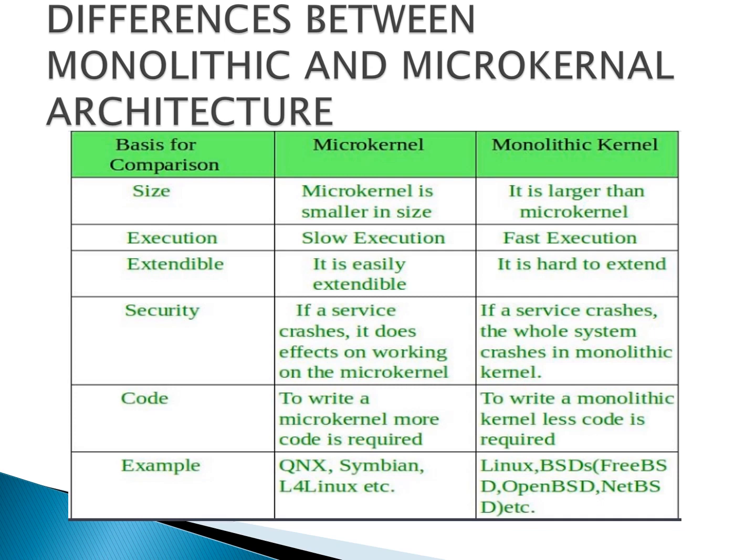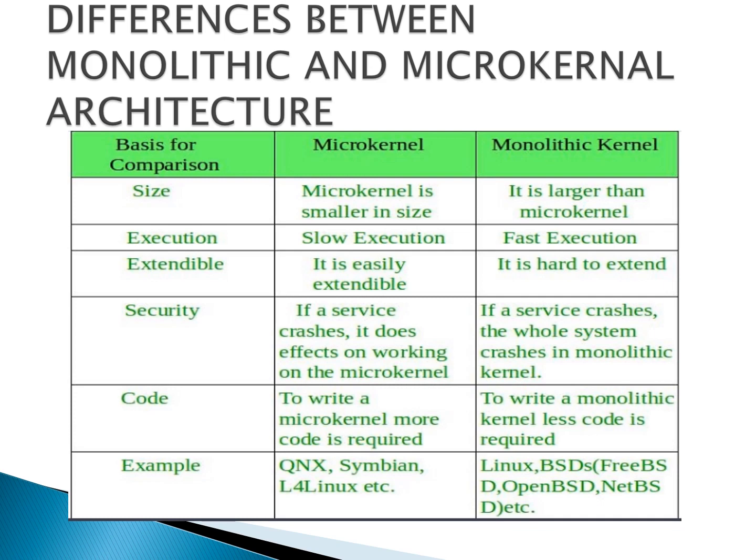When you have to add information to the monolithic kernel, it requires the entire recompilation of the operating system, whereas in microkernels it is very easy to add or remove any features without even recompiling the OS.